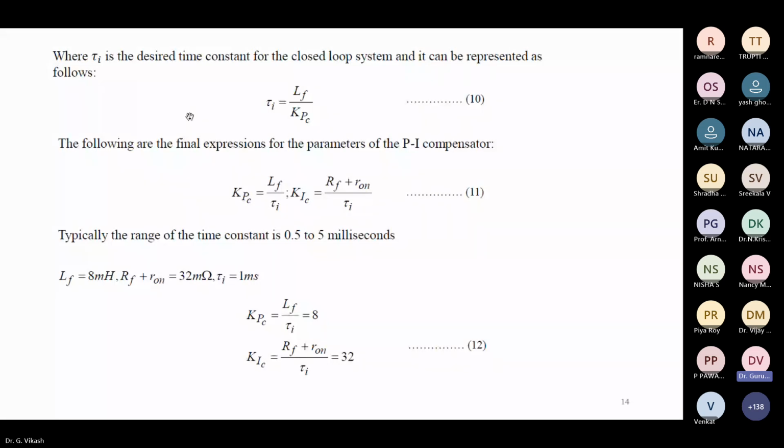Typically the range of the time constant is 0.5 to 5 milliseconds. I consider a time constant of 1 millisecond, and roughly some values of LF, and RF plus RN is 32 milliohm accordingly. So with LF, the filter parameters, and the desired time constant known, we can easily calculate the PI controller gains KP and KI. Those are shown in equation 12.